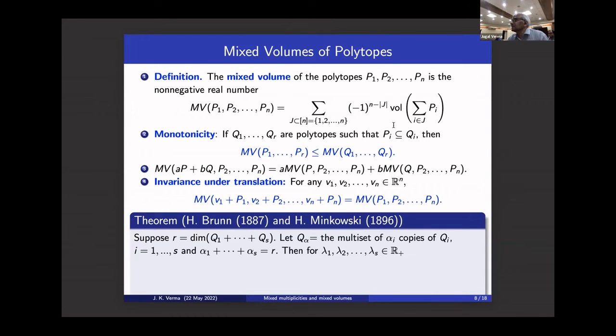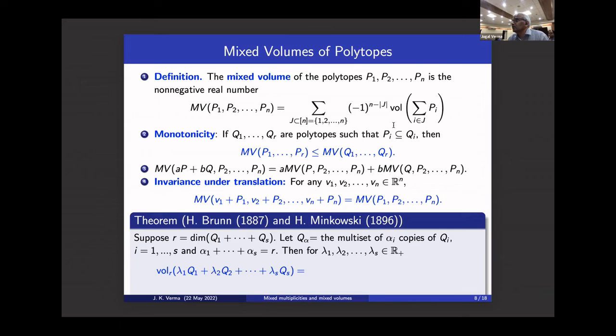It's a multiset which contains alpha i copies of the ith polytope, and the sum of alpha is equal to the dimension of the Minkowski sum. Now I take non-negative real numbers lambda 1, lambda 2, ..., lambda s, and find the r-dimensional volume of this real linear combination of Q1, Q2, ..., Qs, and vary lambda i's over all non-negative real numbers. So that's a multivariate function of lambda 1, lambda 2, ..., lambda s. I'm keeping these Qi's fixed, but varying lambda i's.